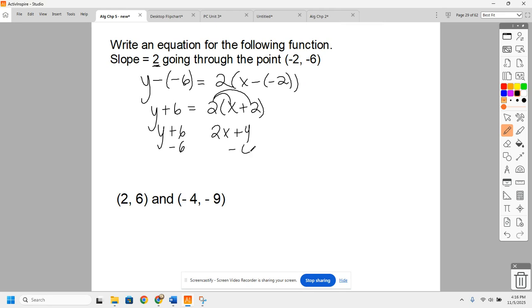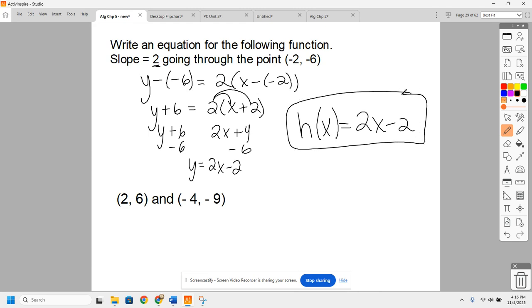Subtract 6 on both sides. I get y equals 2x minus 2. But I can't leave my answer like that. I have to put it in function notation. So we're going to call it h. h of x is equal to 2x minus 2. Done. Okay? What if I give it to you as 2 points, right? So 2 points is what I have down here.